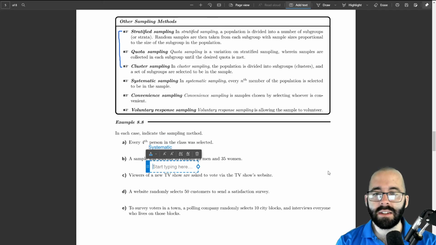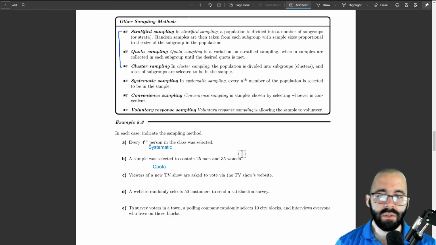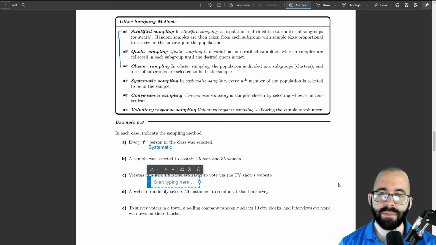Sample was selected to contain 25 men and 35 women. That's going to be quota. Samples are collected in each subgroup until the desired quota is met. We need 25 men and 35 women, so quota.